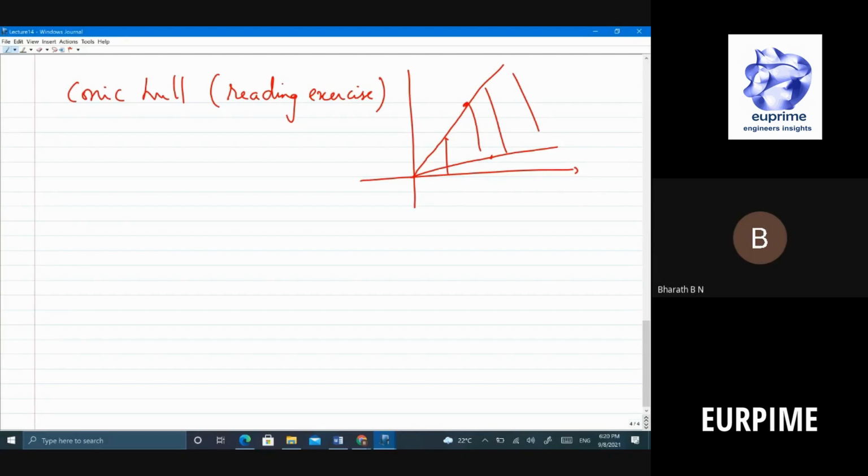Right? So we will revisit some of these again whenever required, but let's move on to convex functions now. Before that, I have to give one more example here. Example of a convex set.